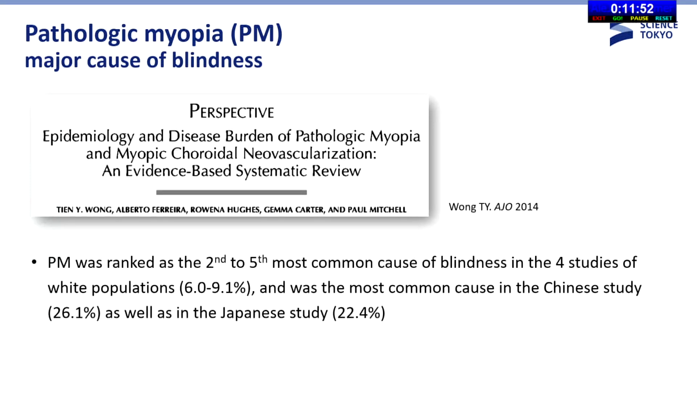Most myopic patients maintain good corrected vision. However, pathologic myopia is a major cause of blindness. According to this review, pathologic myopia was ranked as the second to fifth most common cause of blindness in the white populations, and was the most common cause in the Chinese study as well as in the Japanese study.